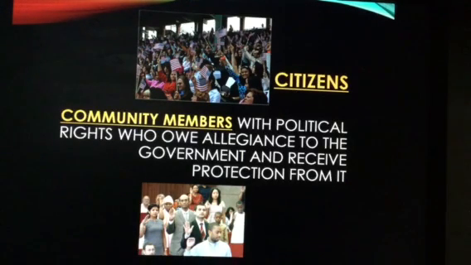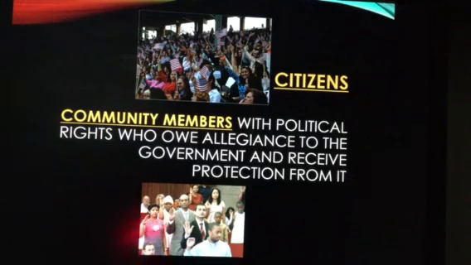Citizens, community members, have rights, political rights. But we also owe allegiance or loyalty to the government in return for protection from it.